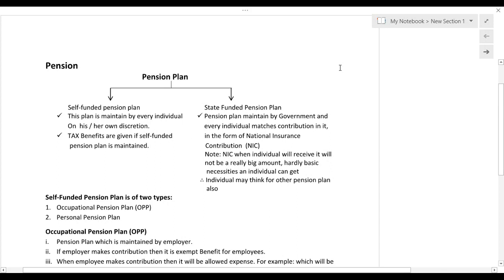Everyone, let's start another topic, a small, important and easy topic. The name is pension income, pension plan. And after this topic, inshallah, we'll go for employment income. But let us first discuss pension.